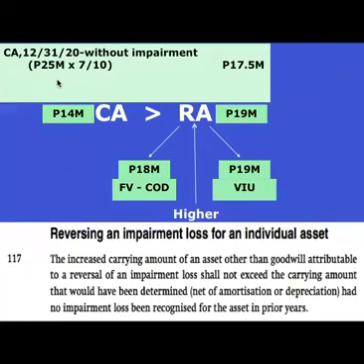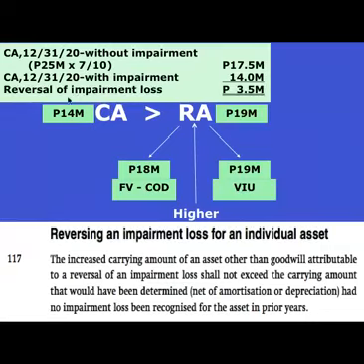So, disregarding impairment, dapat ito ang carrying amount niya as of December 31, 2020. Pero dahil impaired, magkano currently ang CA this one? That's 14 million. Okay? So again, anong requirement ng PAS 36? The increased CA attributable to a reversal of an impairment loss shall not exceed the carrying amount that would have been determined had no impairment loss been recognized for that asset in prior years.